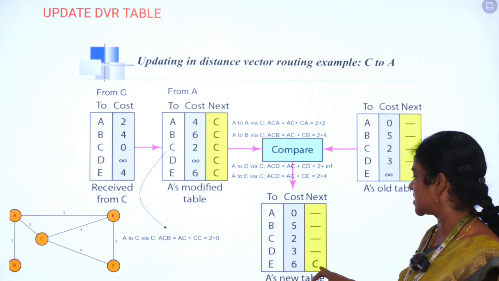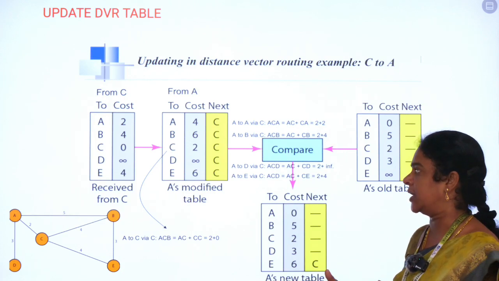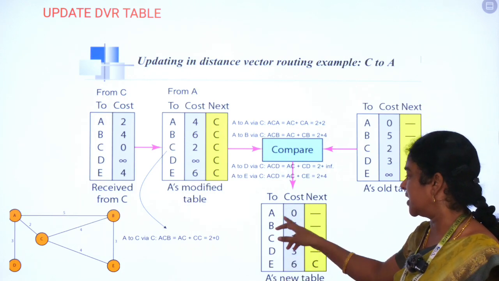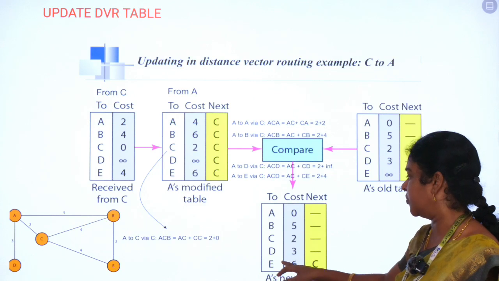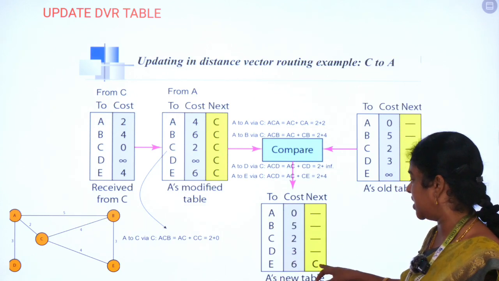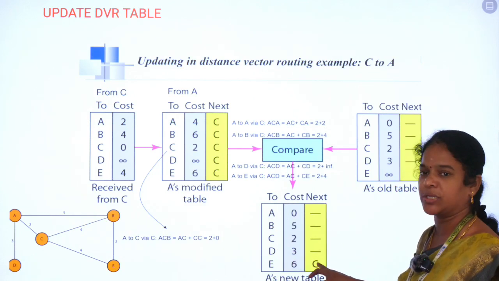So what is the next hop? How do we reach E from A? We reach E through C only. So the next node is C.